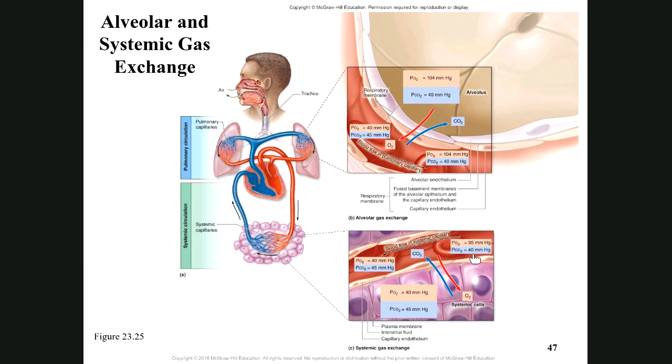So the carbon dioxide goes in the opposite direction until the pressure of both gases in our cells and in our blood vessels becomes equal. This is the meaning of internal respiration, when we have exchange of gases between our cells and the blood vessels.